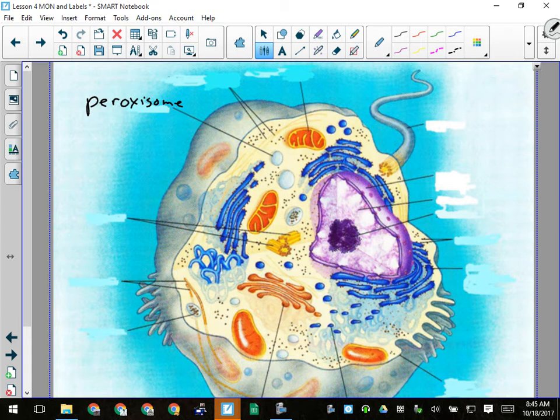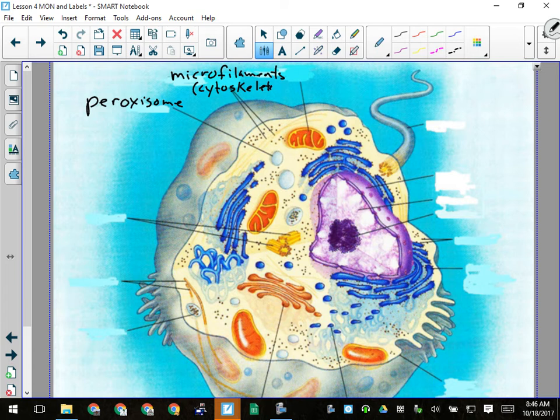All right, so we're going to go clockwise around here. The next thing is these light colored, faded looking thread-like deals. Don't call them the faded thread-like deals. That's not what they are. These are part of what we call the cytoskeleton. These in particular are what we call microfilaments, and that's part of the cytoskeleton.